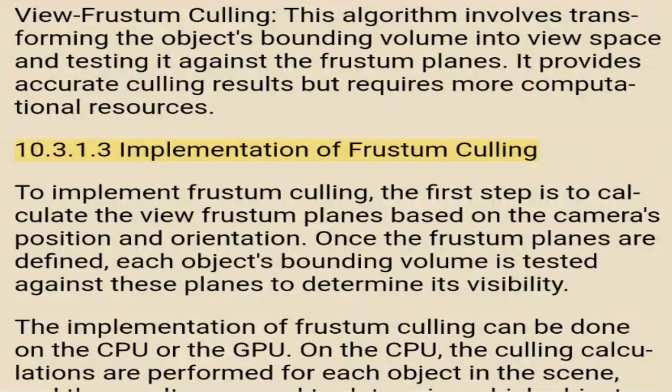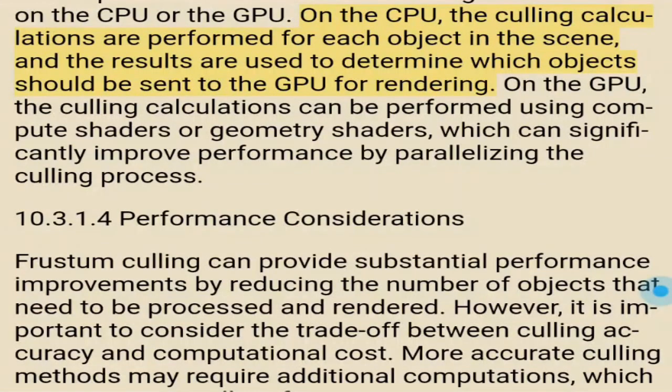10.3.1.3 Implementation of frustum culling. To implement frustum culling, the first step is to calculate the view frustum planes based on the camera's position and orientation. Once the frustum planes are defined, each object's bounding volume is tested against these planes to determine its visibility. The implementation of frustum culling can be done on the CPU or the GPU. On the CPU, the culling calculations are performed for each object in the scene, and the results are used to determine which objects should be sent to the GPU for rendering. On the GPU, the culling calculations can be performed using compute shaders or geometry shaders, which can significantly improve performance by parallelizing the culling process.